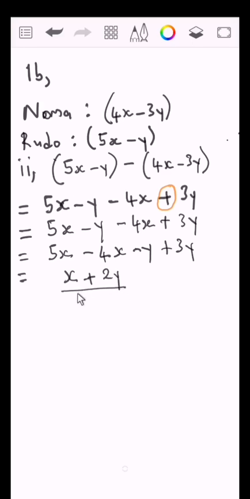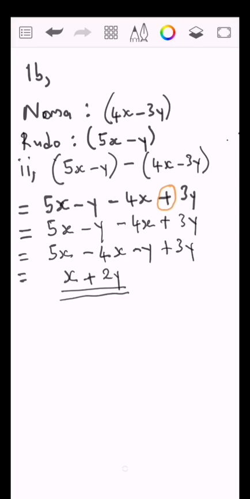Back to directed numbers, kana usingamanzwisisi you can check in the comment section. There's a link taking you to video ratakaita rinotsanangura ma directed numbers. But what happened here is tine ma different signs minus na plus. We are going to subtract normally 3y minus y, then take the sign of the bigger number, which in this case is 3y. Kureva kuti our answer is going to be x plus 2y. So this is how we calculate 1b.